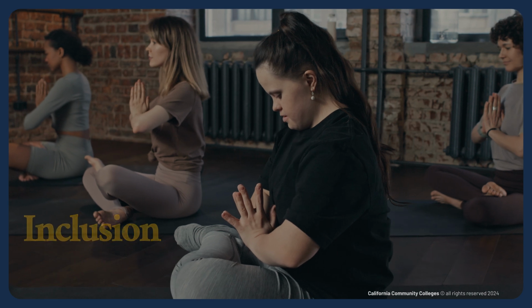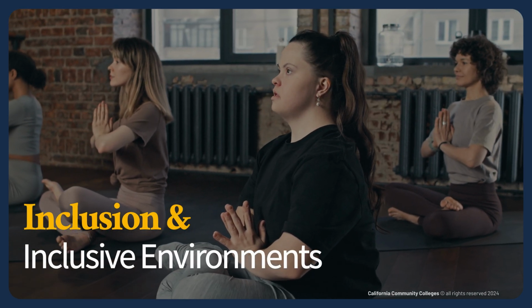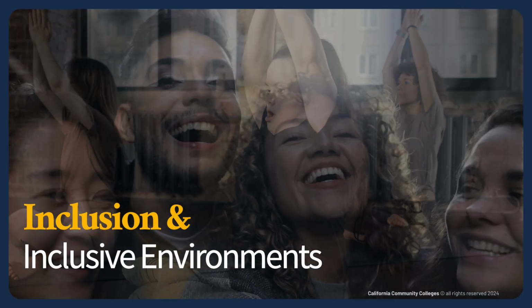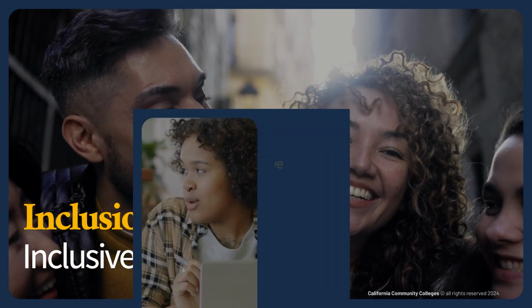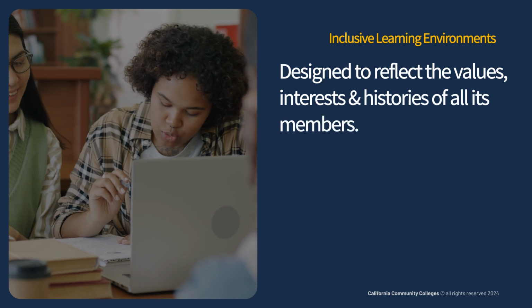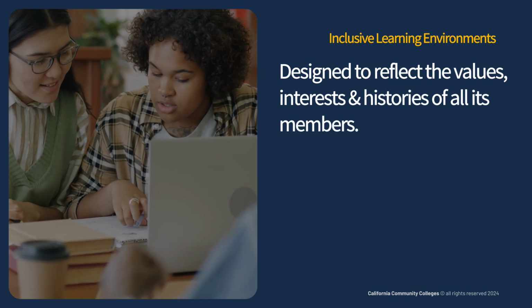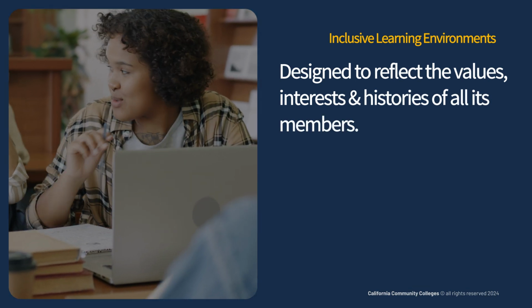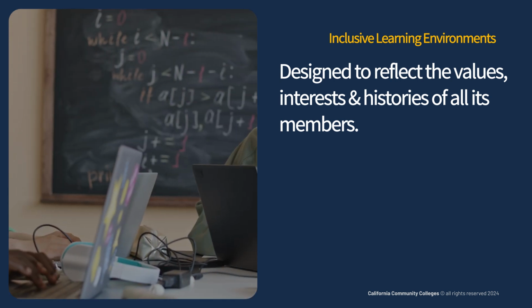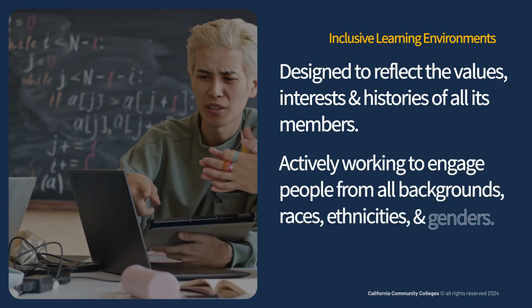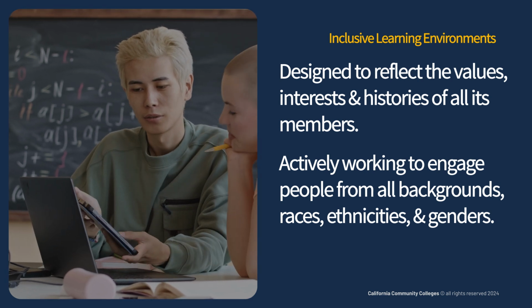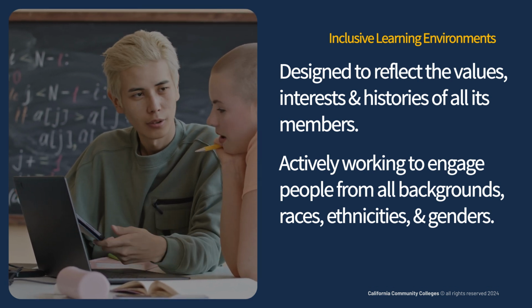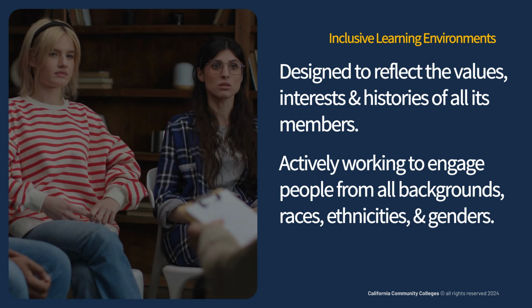An educational setting that actively seeks to prevent sexual harassment is one that values diverse contributions and works to be inclusive for all people and identities. Inclusive learning environments are designed to reflect the values and interests and histories of all its members in the curriculum and in the ways of being and learning. These environments are actively working to engage people from all backgrounds, races, ethnicities, and genders. This includes proactively noticing and addressing patterns of disengagement in partnership with those who are marginalized.